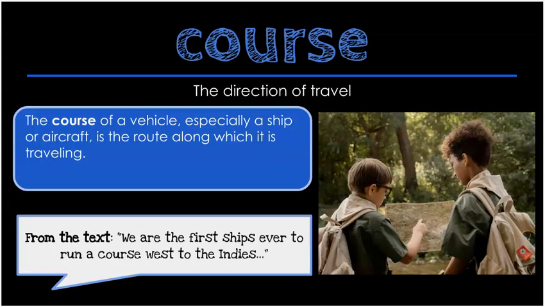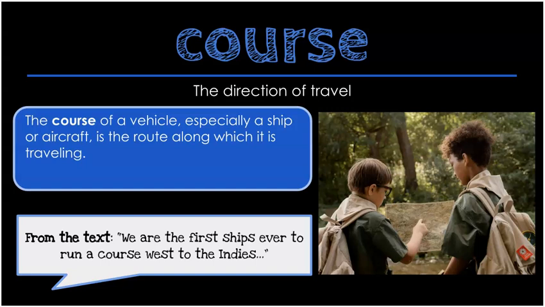Our next word is course. According to the text, course is the direction of travel. The course of a vehicle, especially a ship or aircraft, is the route along which it is traveling. The sentence from the text: "We are the first ships ever to run a course west to the Indies."